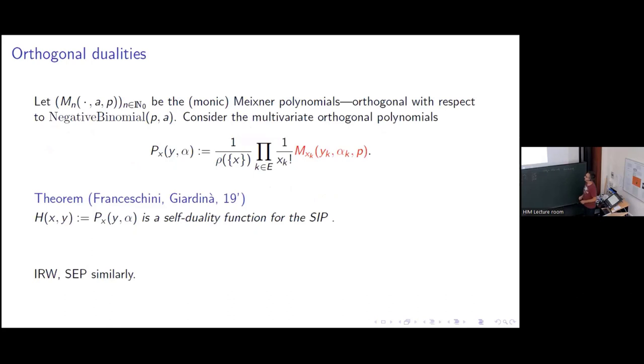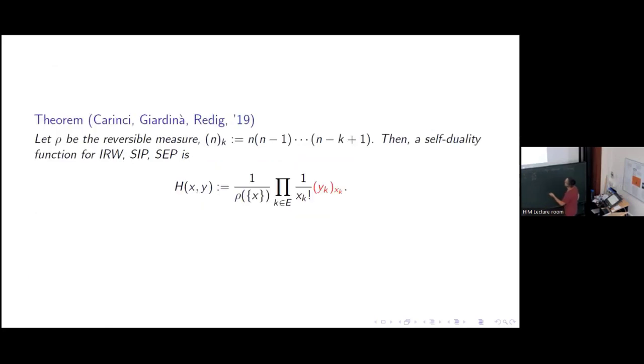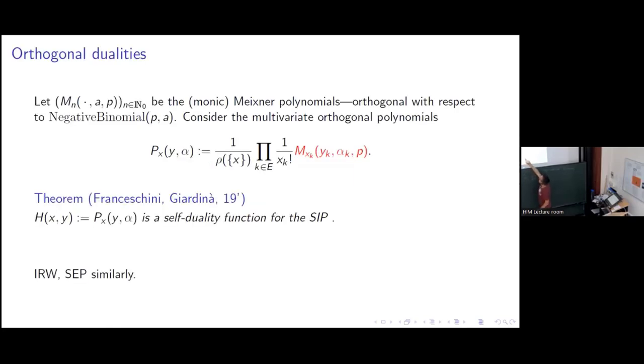Similarly, on the right side you saw the polynomials of degree k. One can also think about what happens if I orthogonalize them. And here is also a very nice result from Ansel Skin and Giardina. These slides are very similar. Here you put in the polynomial yk of degree xk, and here it's the same: I put in a polynomial m, I'll say later what it is, yk of degree xk. So it's really the same structure.